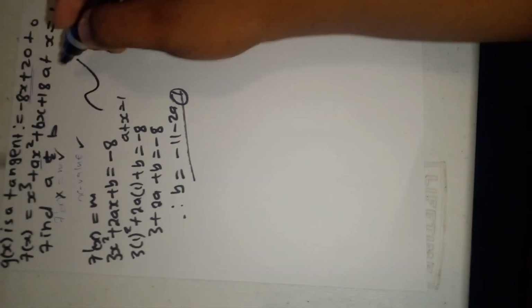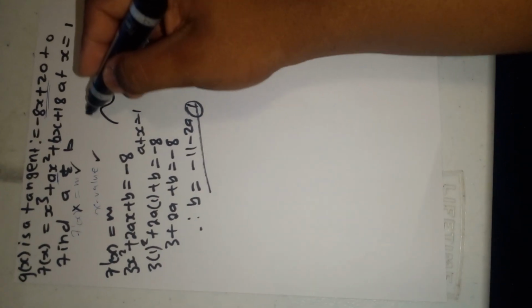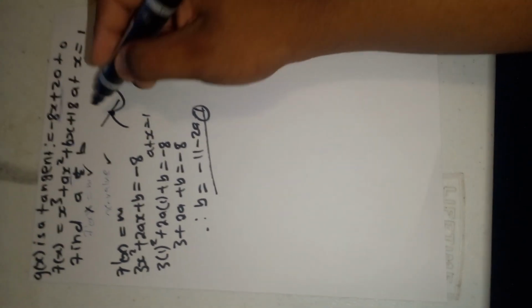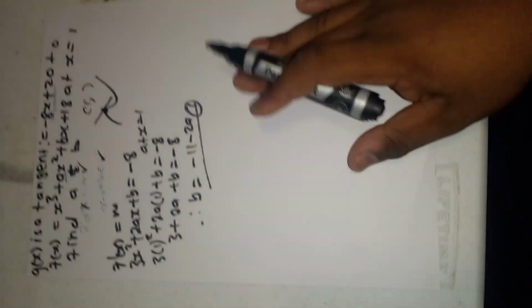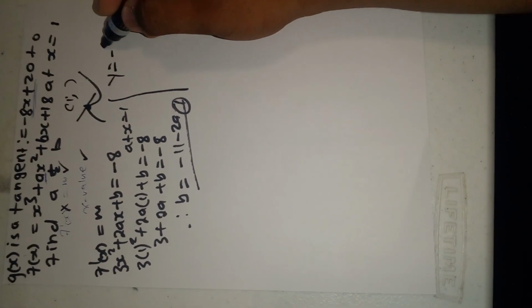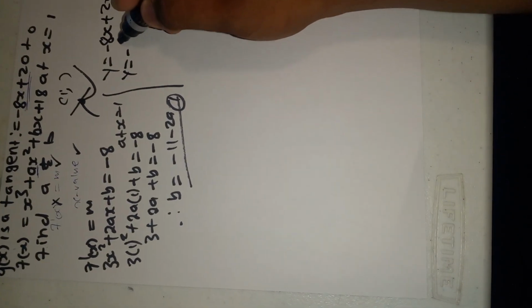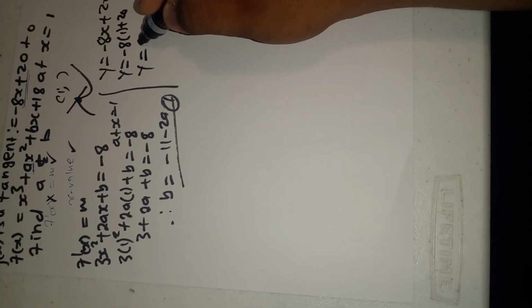This is what you call the cubic graph, right? And now it means the tangent is like this. Okay, so now at the point of contact, I have what? The x value only. I do not have the y value, meaning that I can use what? The equation of the tangent to get the y value. So y is equal to negative 8(1) plus 20, which means y is equal to what?